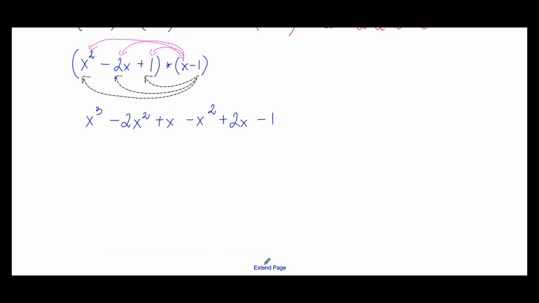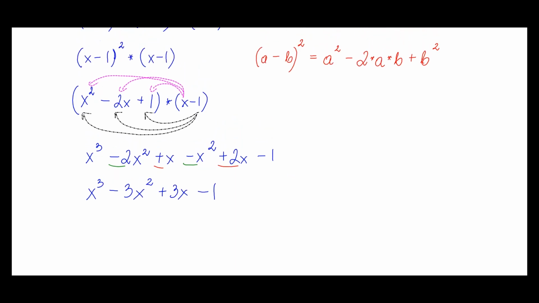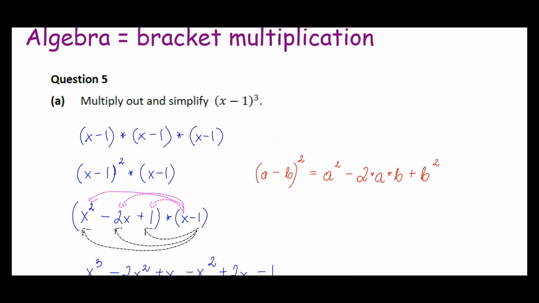So now the only thing we can do here is simplify. We have one value with x to the power of 3, that's just x to the power of 3. Then we have minus 2 and minus 1 with x to the power of 2, together we have minus 3x to the power of 2. Then we have again two values, plus 1 plus 2 beside x, so together it is plus 3x, and then only one number without x, which is minus 1. And that's how far we go. This is how far we can take this multiplication.